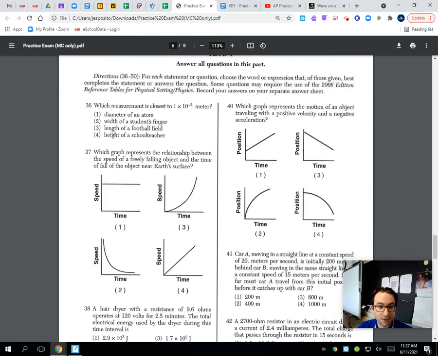Oh, I don't know, maybe the width of a finger? Sure. About a centimeter. Choice 2.